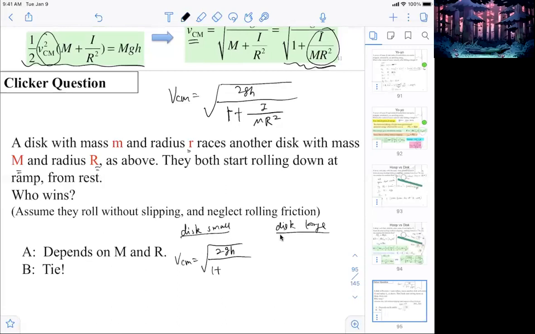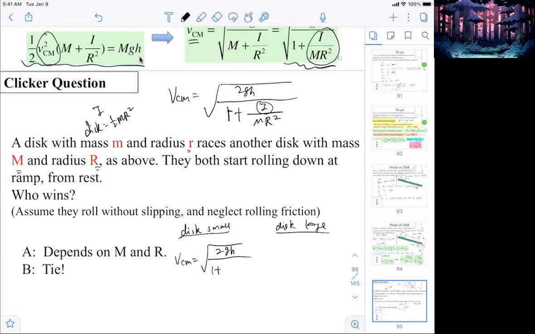All right, so this is our result. Seems like the majority of you think it depends on M and R, or probably they may tie as B suggests. You can see that M and R, the mass and radius, do enter into the equation, right? However, there is another quantity that also has M and R in it. That is the rotational inertia. For a disk, the general formula is 1/2 mr squared. That is the I for rotational inertia. I for a disk is 1/2 mr squared.